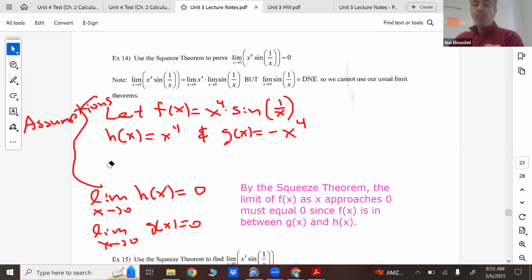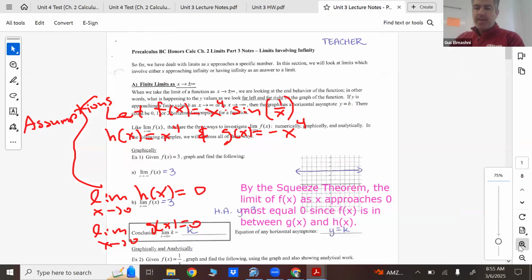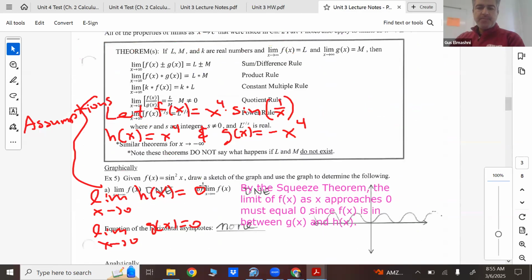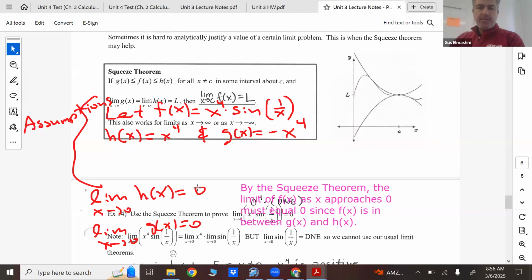So is the way you see if g of x and h of x are higher or lower than f of x just graphically? Yep, 100%. And if I show you the filled out version, I think I have this uploaded to Schoology as well. Should be right here. There we go.